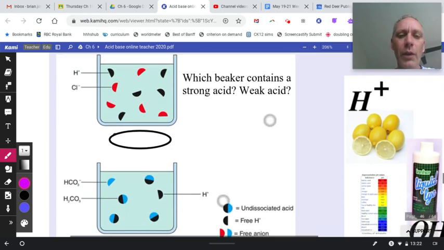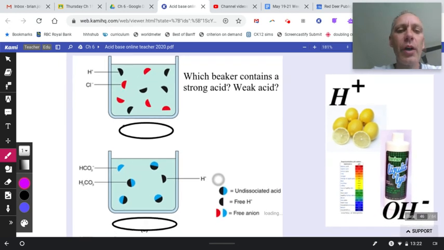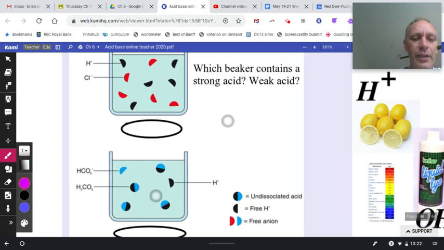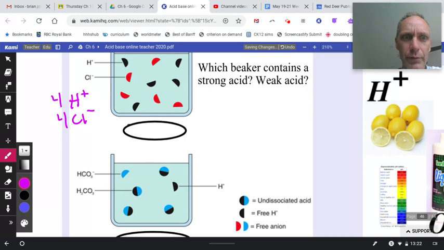We've got two beakers here, and the question is, which beaker contains a strong acid? Which beaker contains a weak acid? So what you're looking at here is, if you can see on the legend, the black is the H plus and the red is Cl minus. So we've got some H plus and Cl minus, and it looks like it is 4 H plus and 4 Cl minus. Let's try that again. I'm not counting. 5 and 5.